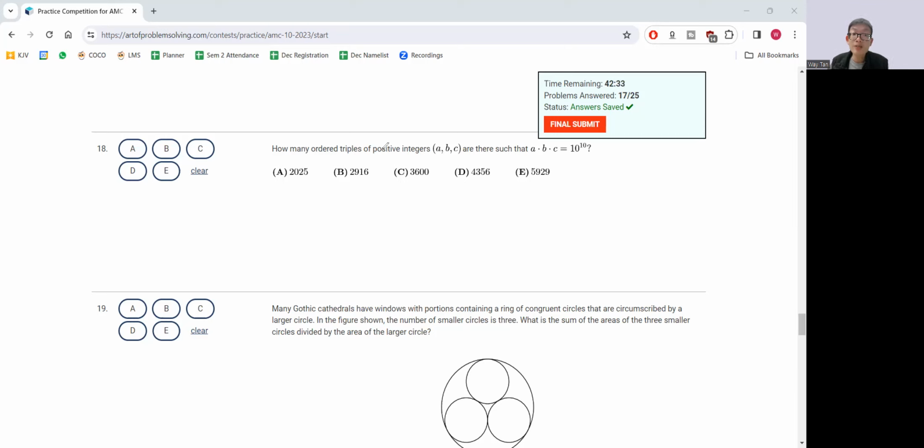Okay, so how many ordered triples of positive integers a, b, c are there such that a times b times c is 10 to the power of 10? This is 2 to the power of 10 times 5 to the power of 10. Now, basically, you are distributing the 2's and distributing the 5's. To distribute the 2's, you have 10 2's to distribute to 3 boxes, right? And this becomes like your stars and bars again. It will be 10 objects with 2 partitions, 12 choose 2 equals 66. And then now it's just 66 squared.